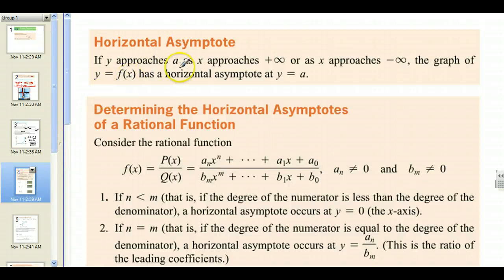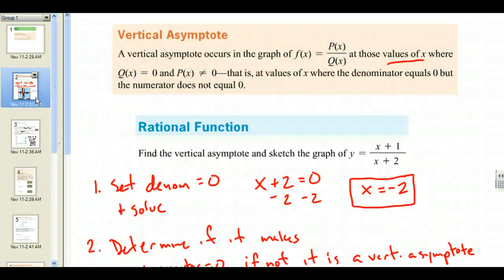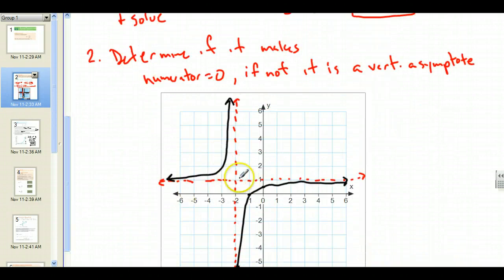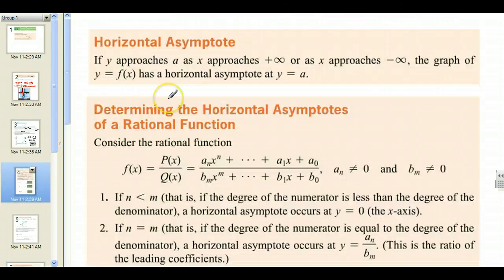Alright, a horizontal asymptote, like we talked about before, we were doing this problem at the beginning. And I told you we'd come back to horizontal asymptotes in a second. We're back to them. A horizontal asymptote occurs at the ends of the graph. The right side, which means x approaches positive infinity, or the left side, x approaches negative infinity.